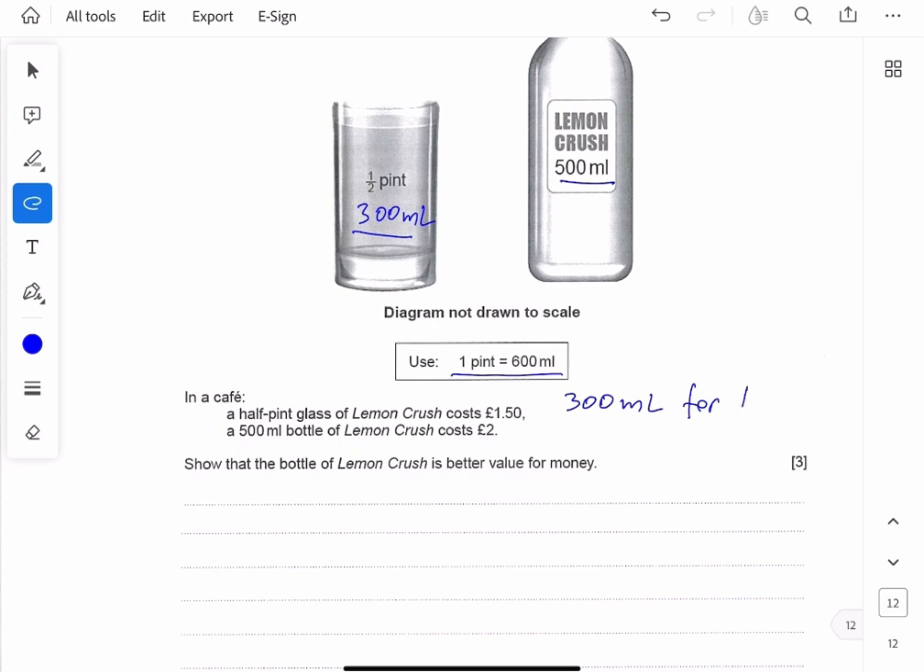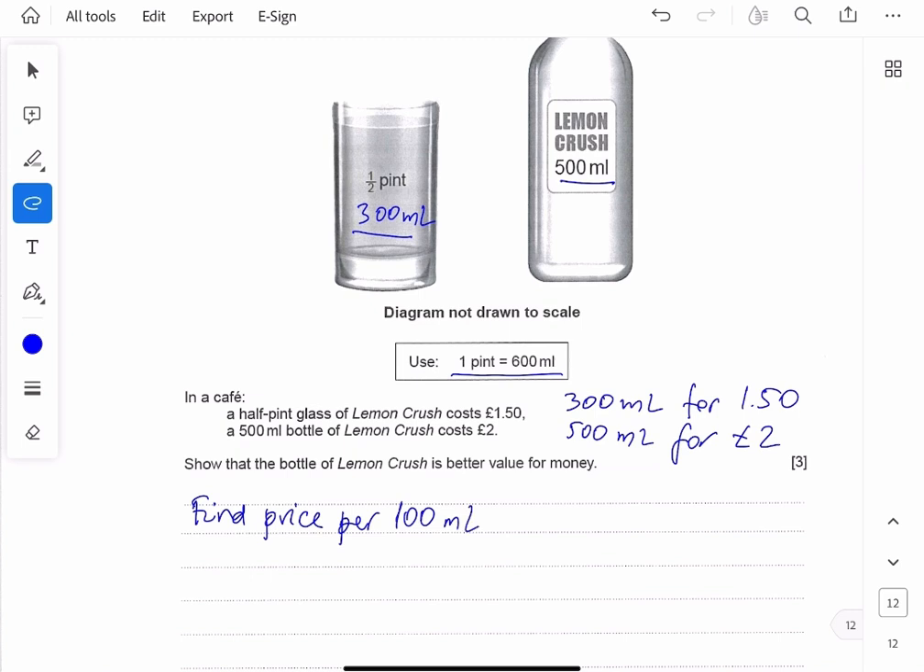So let's just make notes for them. 300 mils, for 300 mils you pay £1.50. For 500 mils in the bottle you pay £2. So in this case, if you remember, to find the better value for money, we're going to work out the price per the same weight.